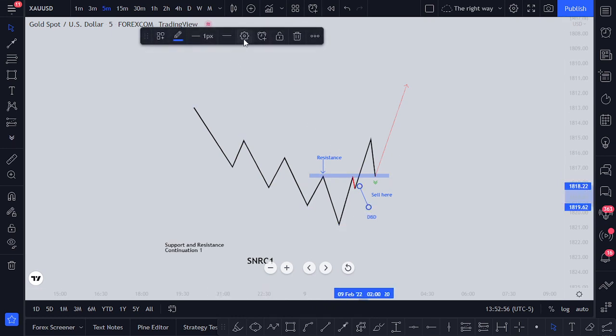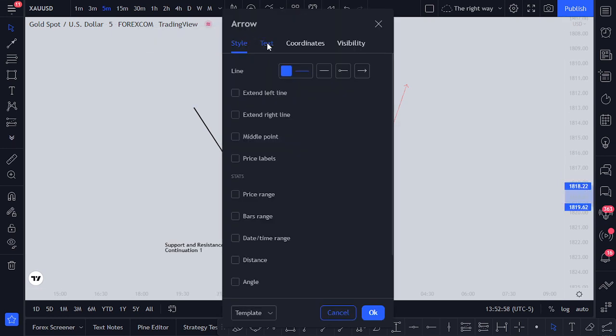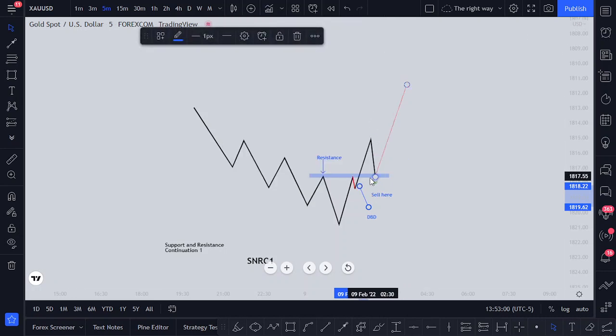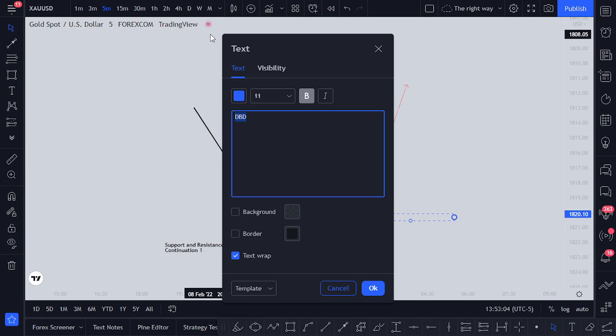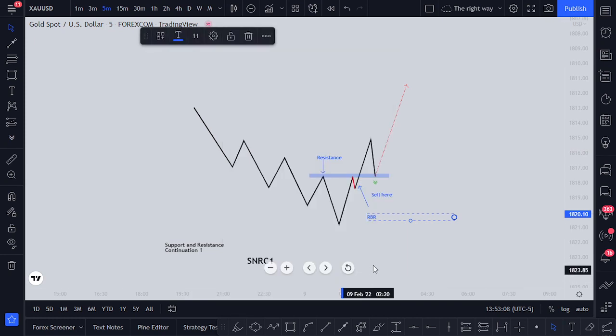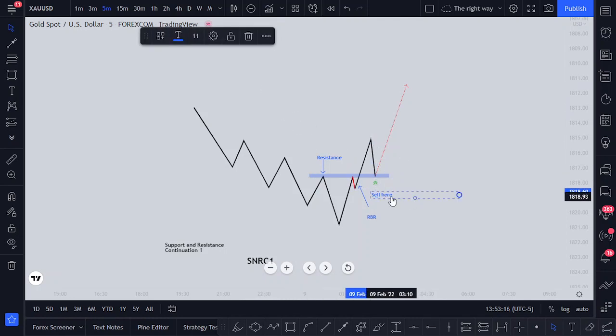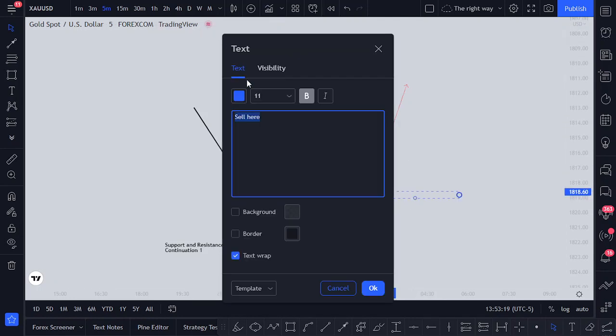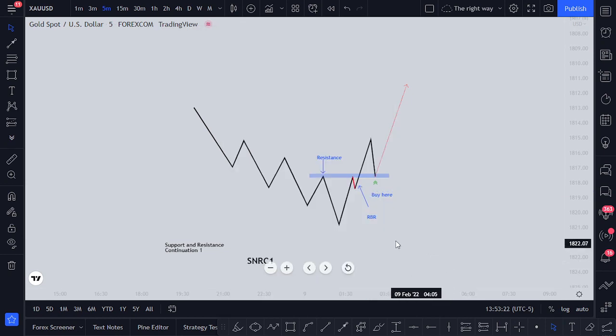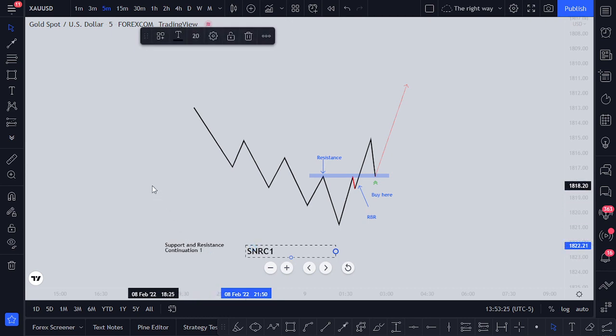Now in the form of a rally-base-rally, RBR, you buy at this particular level. You buy here. SNRC1 now for the buys.